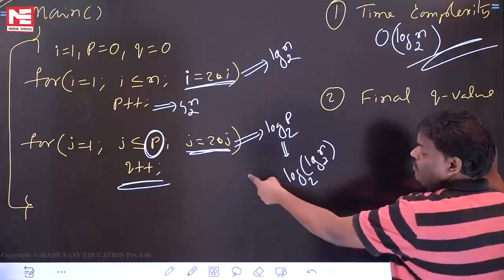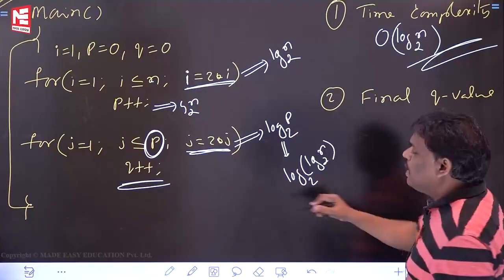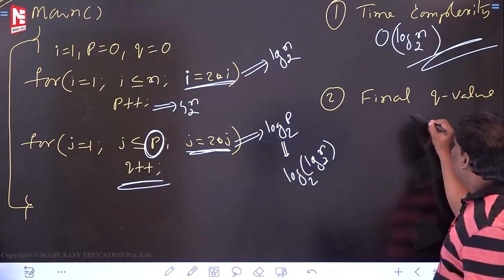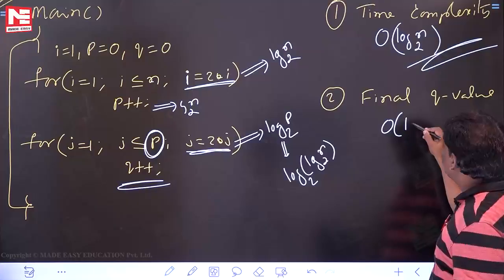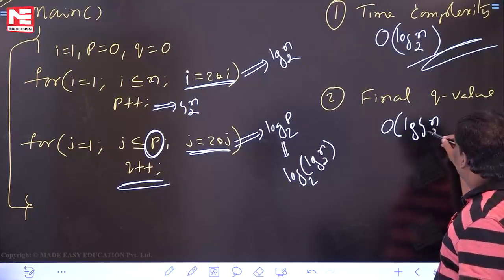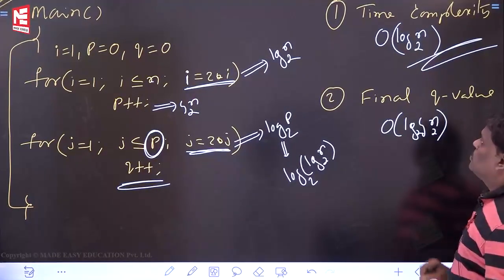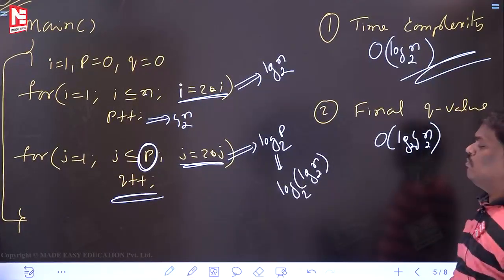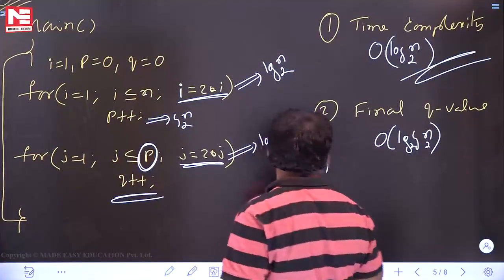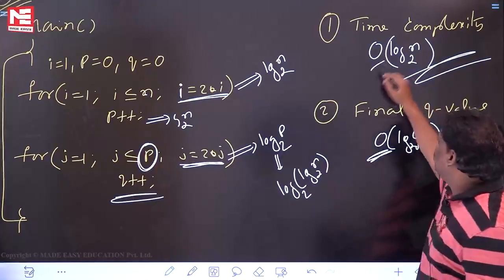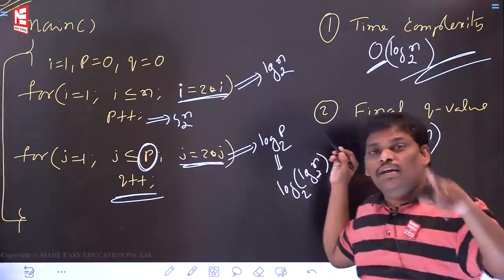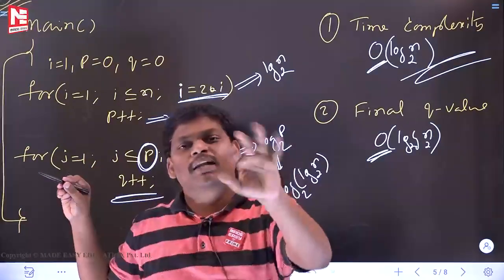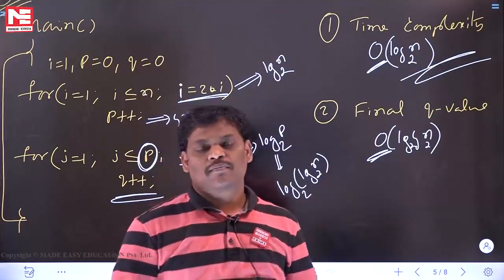Can you help me now? Final q value. What is the answer? I think when our j loop is going on, every time q is incremented. So the final q value is going to be, what is the answer? Log n base 2. So the time complexity is log n base 2, and the q value is going to be log n base 2. Minus 1 plus 1, don't bother.